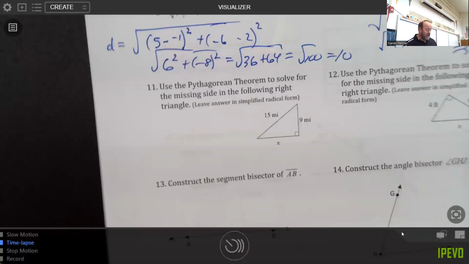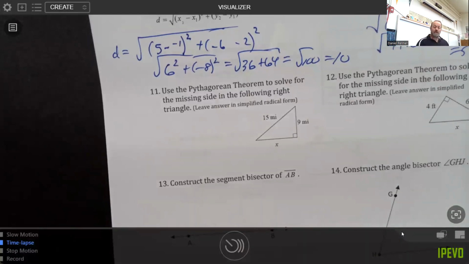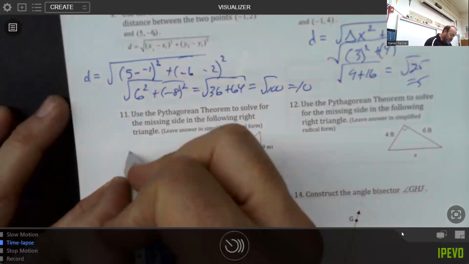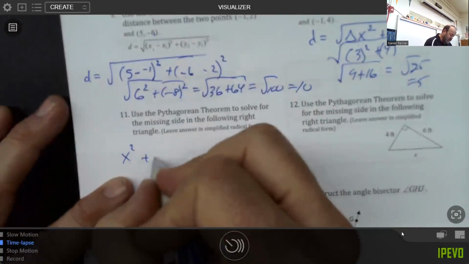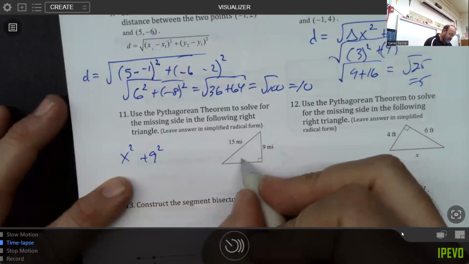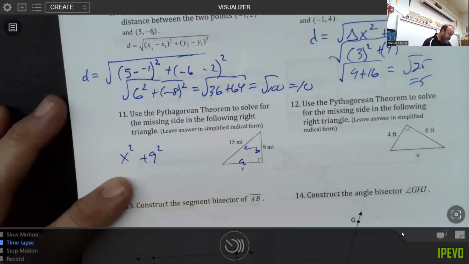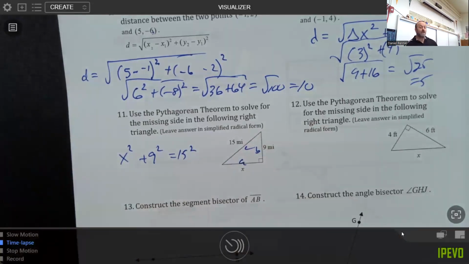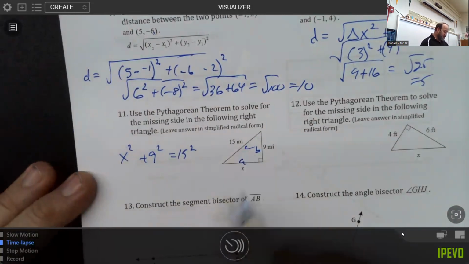Now, moving into 11 and 12, we'll just take a quick look at a little bit of Pythagorean theorem. So we have x squared plus 9 squared. Remember, it's a squared plus b squared equals c squared. And a and b are interchangeable. It doesn't matter if you do x squared plus 9 squared or 9 squared plus x squared, completely irrelevant, as long as the 15 is the one on its own.